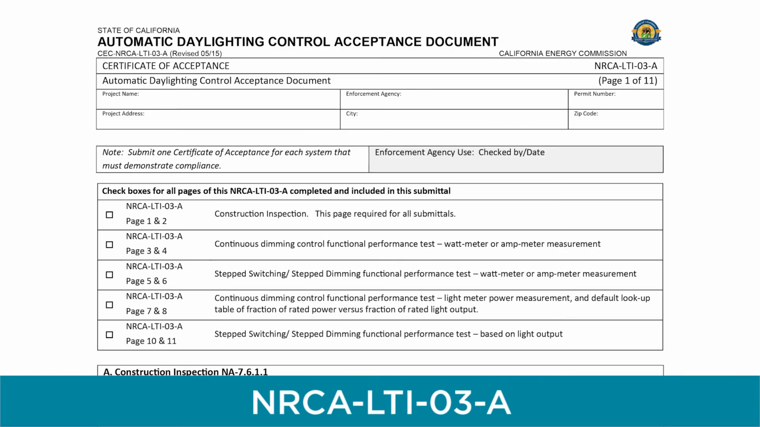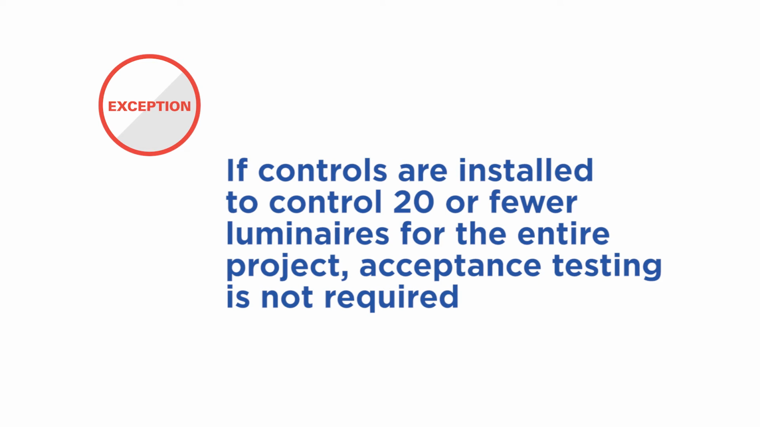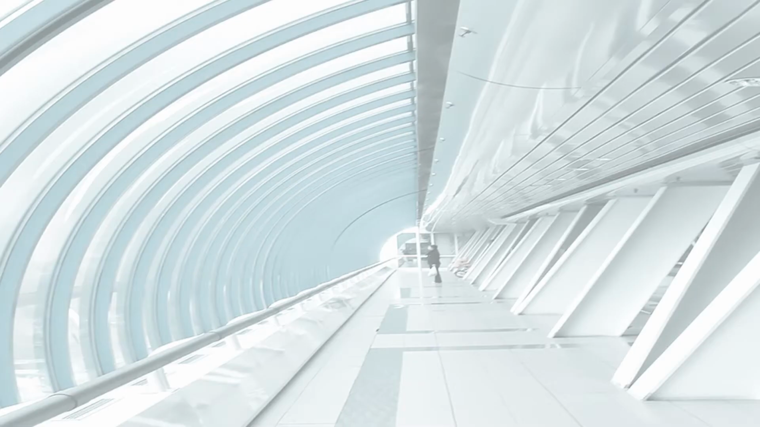Acceptance testing is required for all types of automatic daylighting controls. Acceptance test results are documented on Compliance Form NRCA-LTI-03-A. However, there is an exception to this requirement that exclusively applies to alterations projects. For alterations, if controls are installed to control 20 or fewer luminaires for the entire project, acceptance testing is not required. Before we end this module, let's review what we've learned.